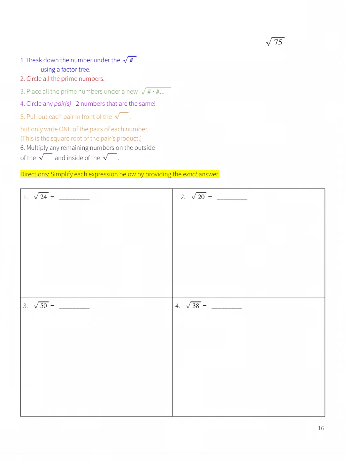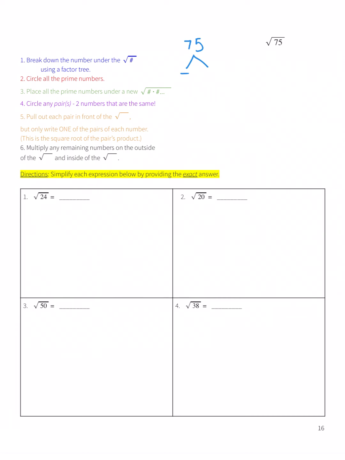Okay, let's try another one together. Here we go. We have the square root of 75. So the first thing that we do, and you can see this in blue, is we break down the number under the square root sign, 75, using a factor tree. So I'm going to take 75, and I'm going to break it down using the factor tree.